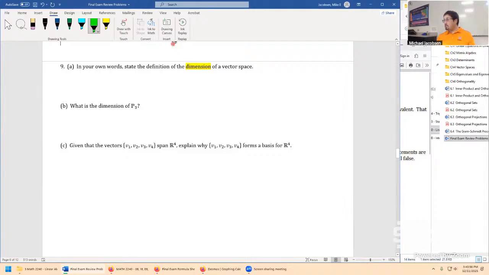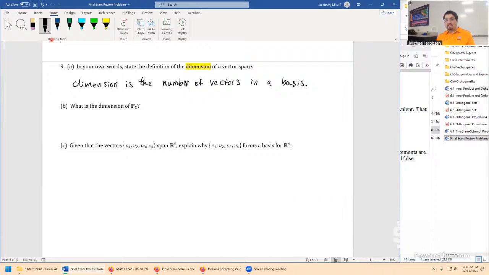So in your own words, state the definition of the dimension of a vector space. What I would say to this one is dimension is the number of vectors in a basis. There's more to that.